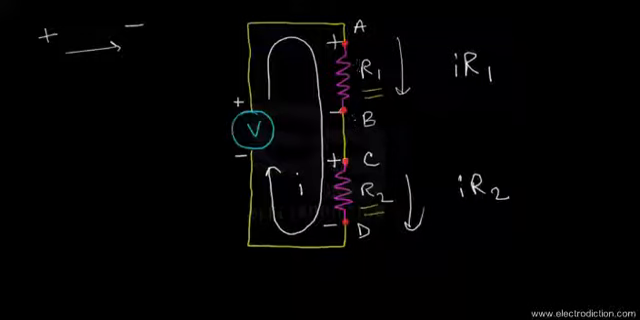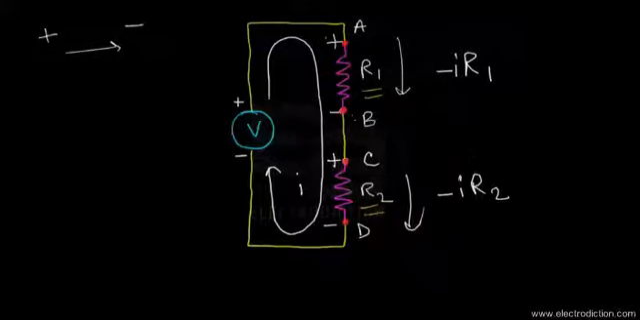Due to this, we'd obviously include a negative sign before IR1 and also before IR2. Due to this convention of the current traveling from a point of positive potential to a point of comparatively negative potential, wherever this sort of polarity occurs and the current moves from the positive to the negative polarity, we'll include a negative sign before those potential drops across the circuit elements respectively.